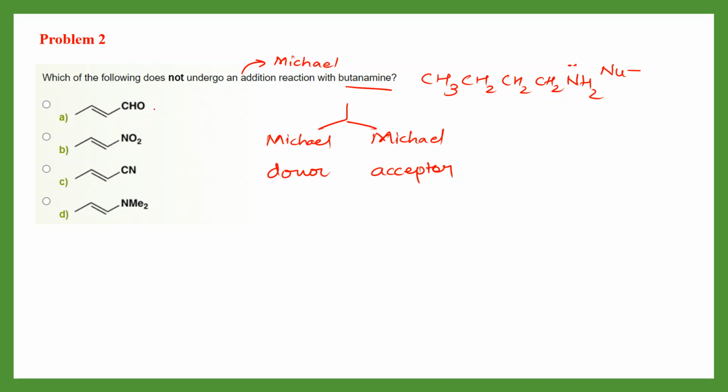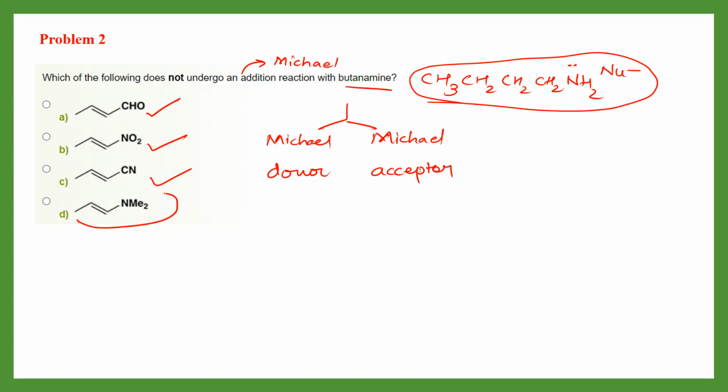So they are asking that they are having a Michael donor, right? Because it is having a lone pair. But where is the Michael acceptor? This can behave as a Michael acceptor, this can, but this is your nucleophile, this is your enamine. So two nucleophiles can't react with each other. Opposites attract in organic chemistry too. So therefore, they are asking which of the following does not undergo. So option D is the most appropriate option. Okay.